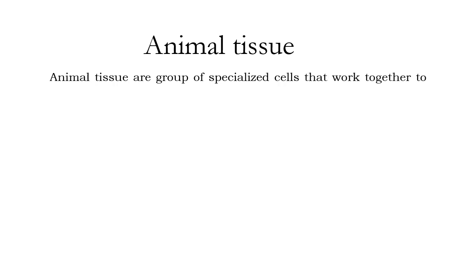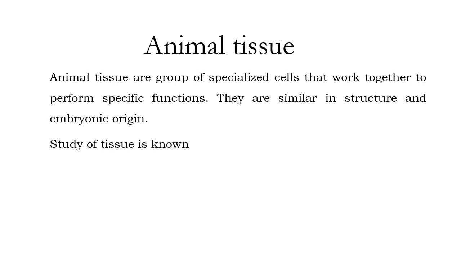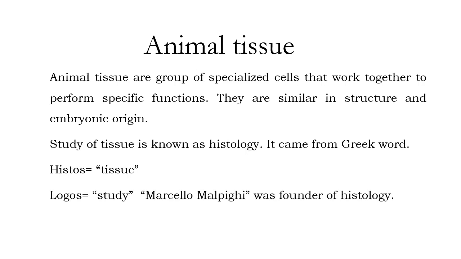Animal tissue. Animal tissues are a group of specialized cells that work together to perform specific functions. They are similar in structure and embryonic origin. The study of tissue is known as histology. It came from a Greek word, histos means tissue, logos means study. Marcello Malpighi was the founder of histology.